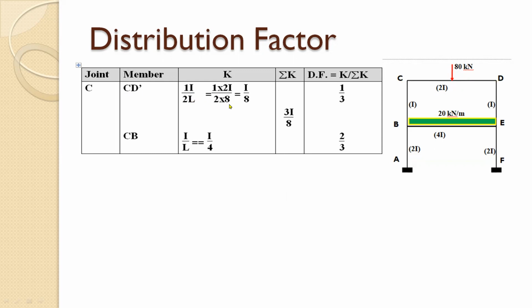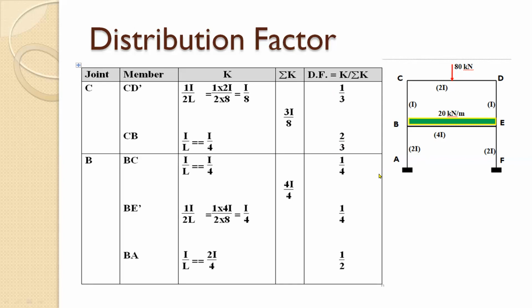Remember that while calculating the distribution factor, you have to consider the complete length, not half of the length. So half of the original stiffness is I by L, where I is 2I as given, so 2I by 8. To take half of it, it will be I by 8. For member CB, it is I by L, and the length or height of the column is 4 meter. So I by 4. So you will get 1 by 3 and 2 by 3. If you want, you can write not in this ratio format, but in decimal format.